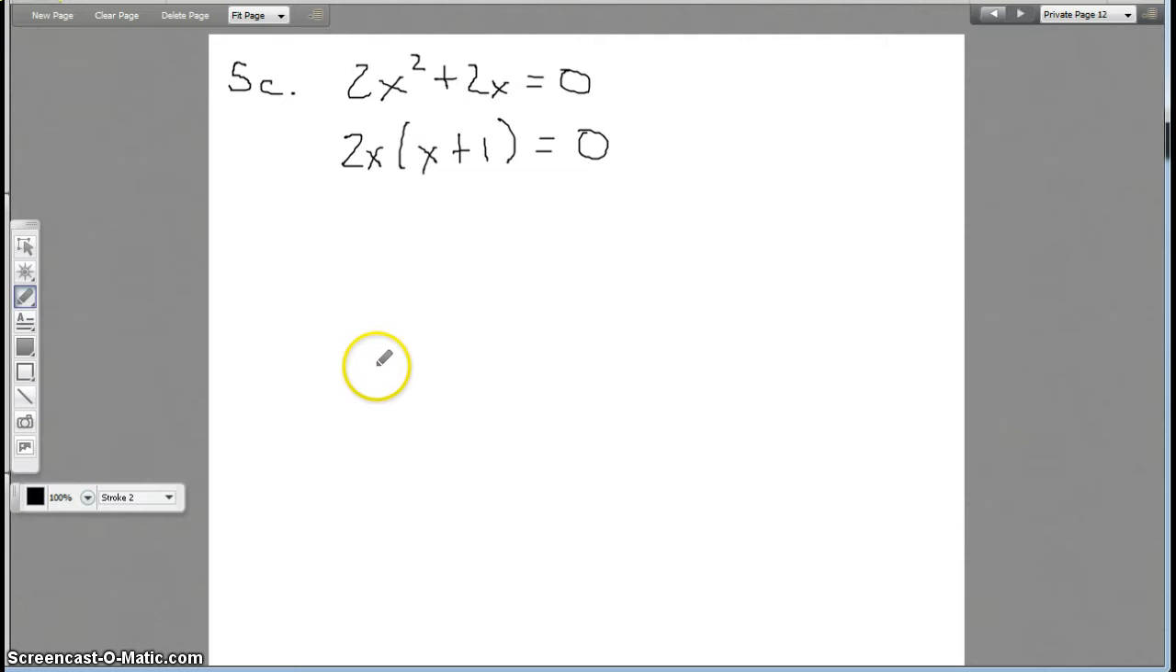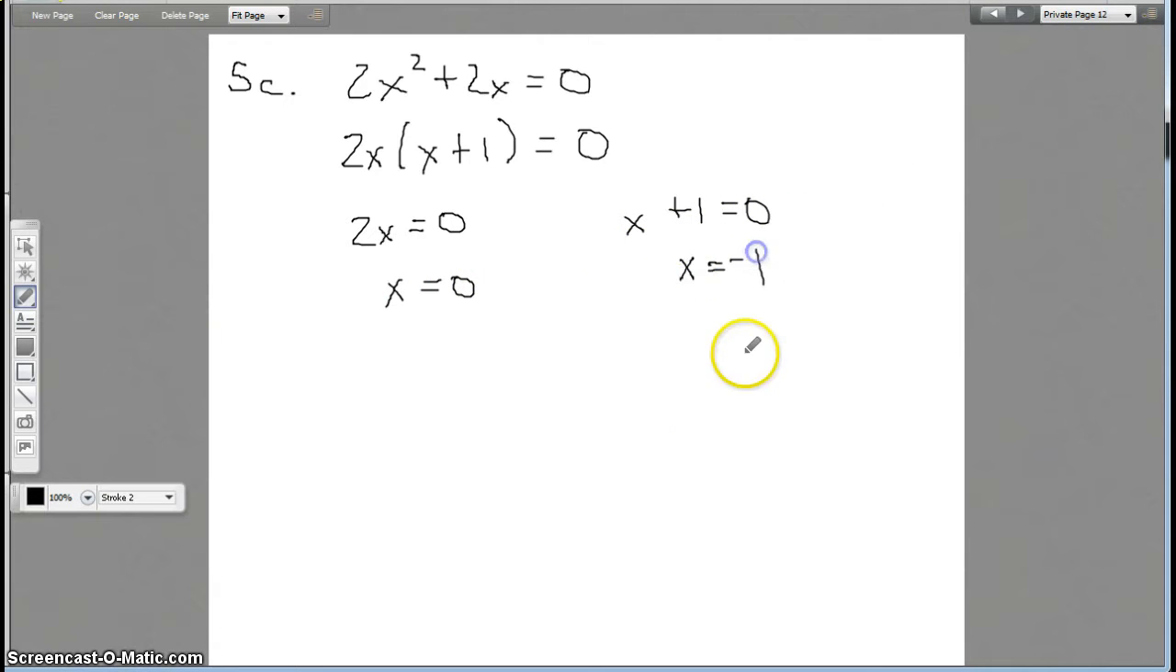So we need to set each of these factors equal to 0. That means 2x equals 0 and x plus 1 equals 0. Divide both sides in the left-hand equation by 2 and we get x equals 0. Subtract 1 from both sides in the right-hand equation and we get x equals negative 1. So our solutions are x equals negative 1 and 0. Both of those values will give us 0 in our original equation.